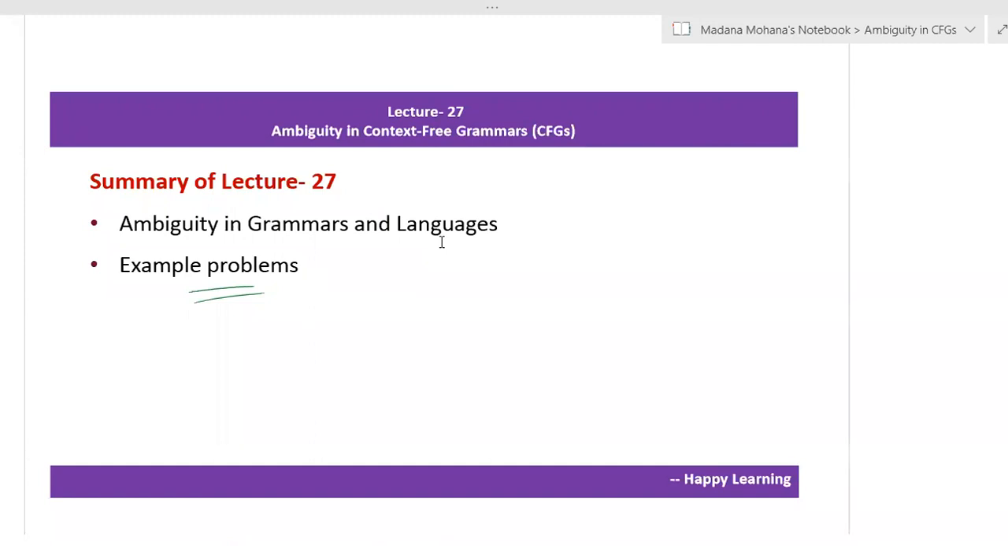Now we know what ambiguity is. How can you test whether a given context-free grammar is ambiguous or not? Then how to eliminate ambiguity? That is very important. Why? Because ambiguity is not allowed in any grammars or languages. Why? Because duplications are not allowed. So we have to remove ambiguity. Removing ambiguity in context-free grammars, we will discuss in the next lecture.